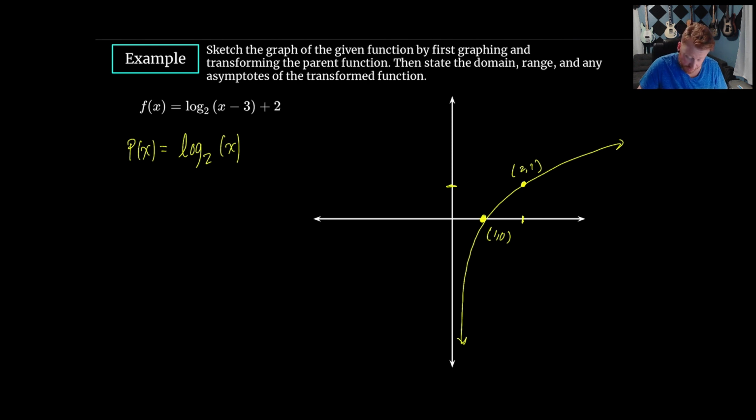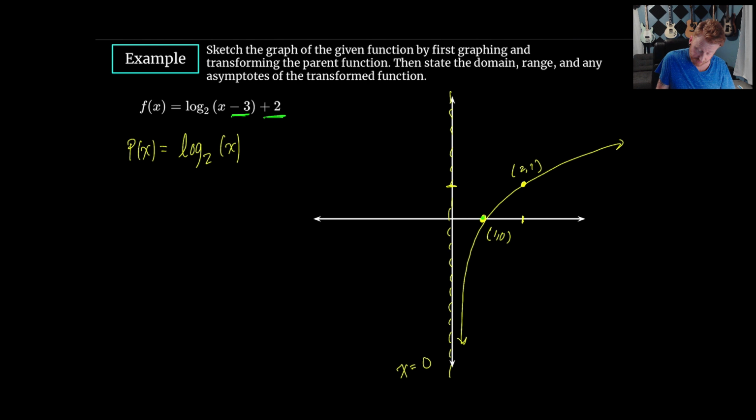And we have a vertical asymptote, as we mentioned before, right here at the line x equals 0. So now we're going to shift this function 3 units to the left and then 2 units up. So I'm going to maybe change color when I do this. So we'll shift it 3 units to the left and then 2 units up.